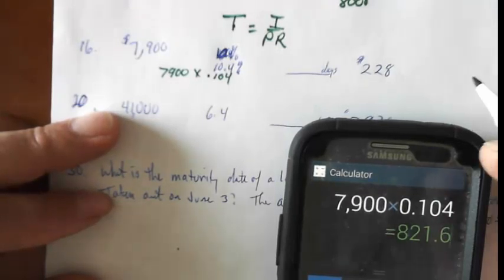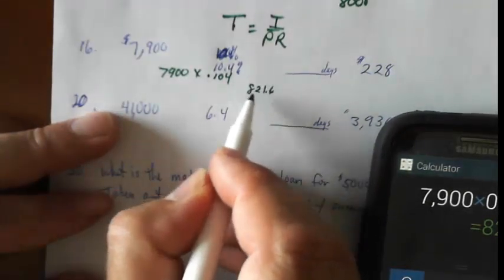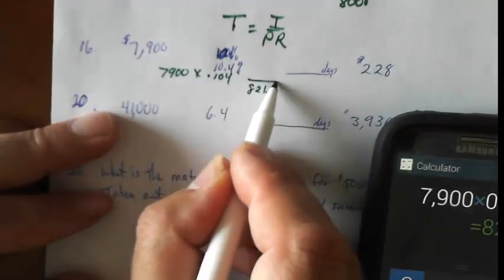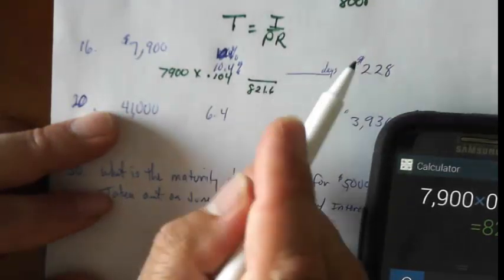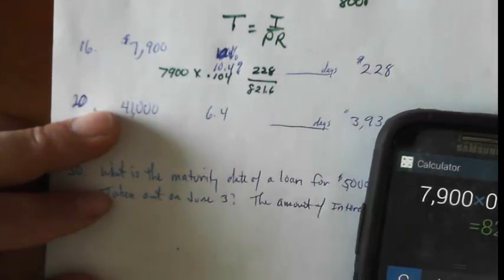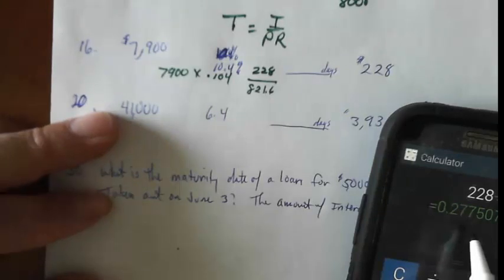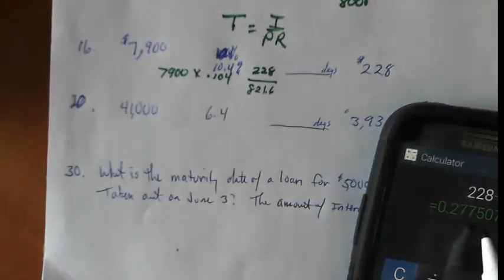Okay, and so that's 821.6. So that's going to be our bottom, because we're going to take our interest. Okay, so 228 divided by 821.6. And that would be then part of a year.